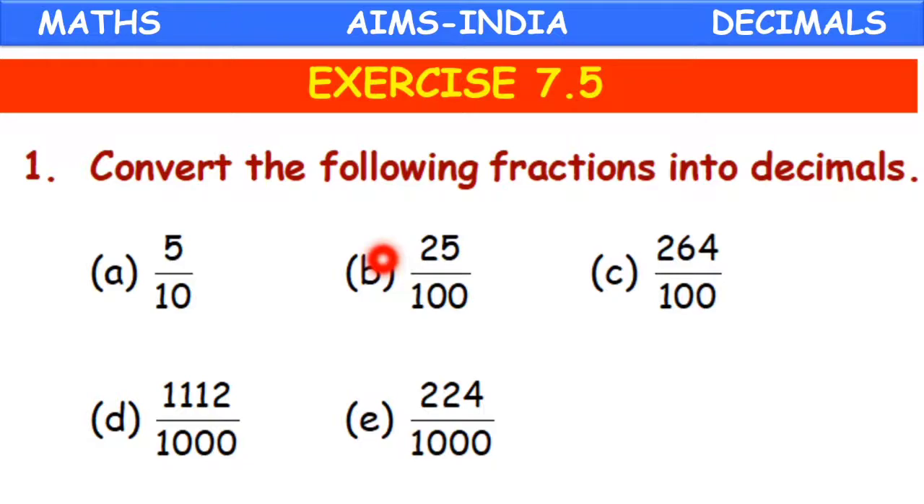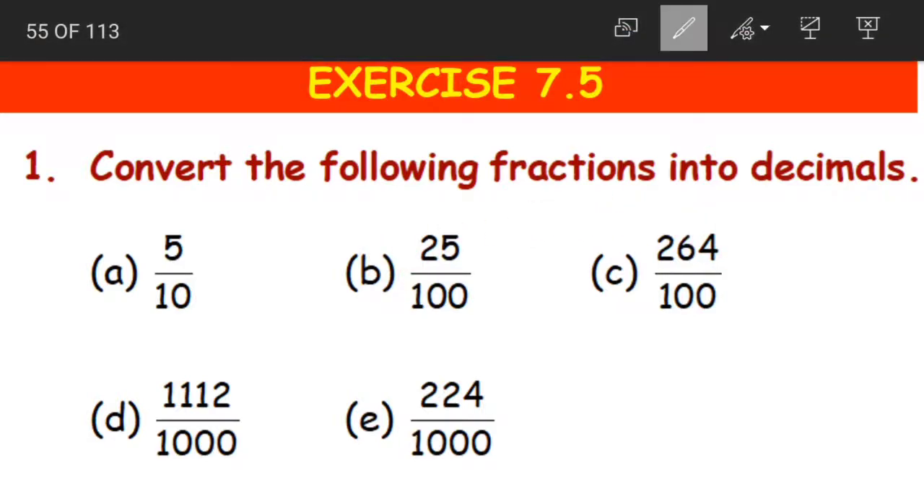Coming to exercise problems here. First, convert the following fractions into decimals. We are given few fractions here. The first one is 5 by 10. Again here the denominator is a 2-digit number. So we have to write the numerator also as a 2-digit number. 05 becomes the number. And in the denominator we have 10. So after 1 digit from the right, we place our decimal point.